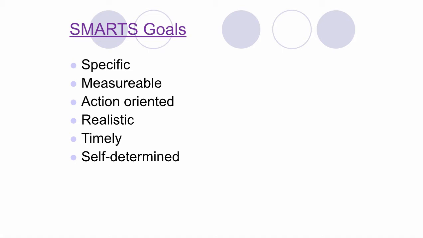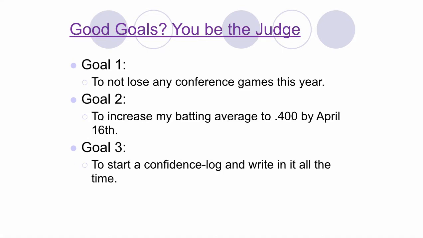So basically, we want goals to be specific, measurable, action-oriented, realistic, timely, and self-determined. Self-determined just means that it's not imposed by others and that it's based on your own performance and not that of others. I have 3 examples here. We're going to walk through each one and think about whether these are good goals or could be better.